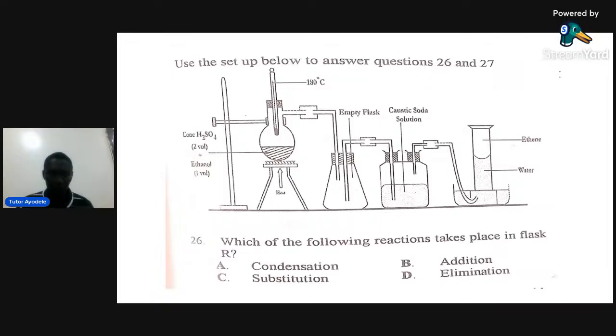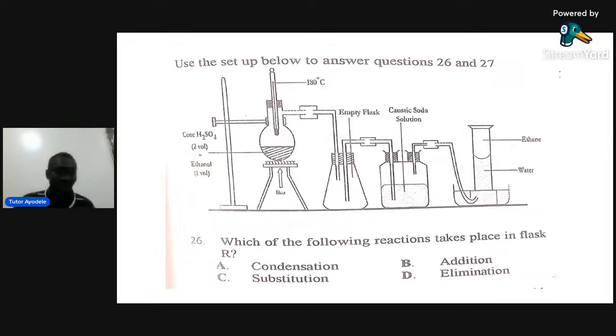Ethanol, C2H5OH. That is the formula of ethanol. Now, if you are trying to get ethene from ethanol, let me just give you the summary of what is going on here. If I try to explain everything, time will not permit us. We are trying to produce ethene from ethanol.